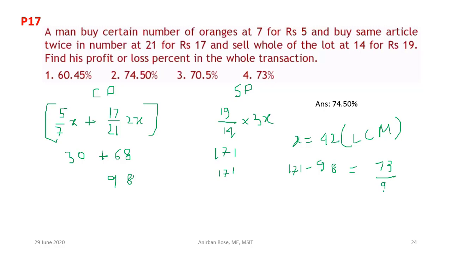What is the cost price? That is 98. So what is the profit percentage, into 100%? Now you see that these are the options. It is clear that if instead of 98 it is 100, then the answer would be 73. But since it is 98, definitely the answer will be slightly more than 73, and only one option is there which is more than 73. So the answer will be 74.5.